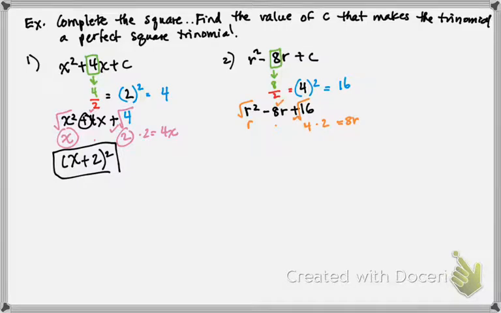So if I factored this, I take those two terms, r and 4, and then I take the sign of the linear term, minus, and that's what I would get. I get the same binomial twice. Okay? So now we're going to go ahead and solve equations.